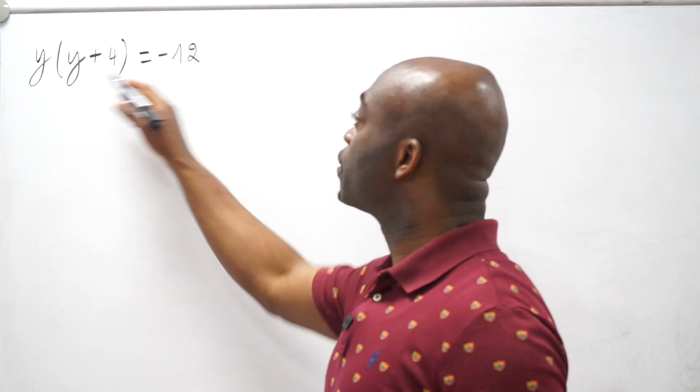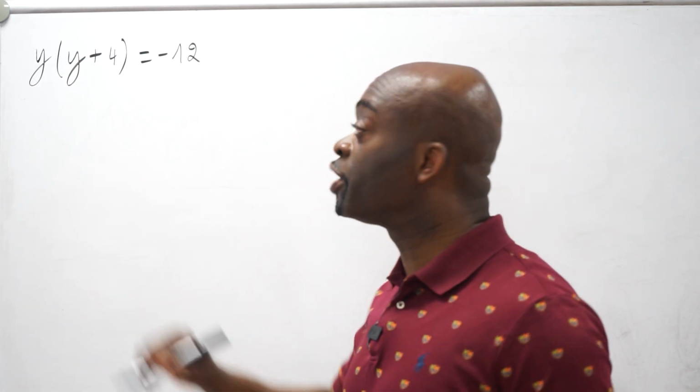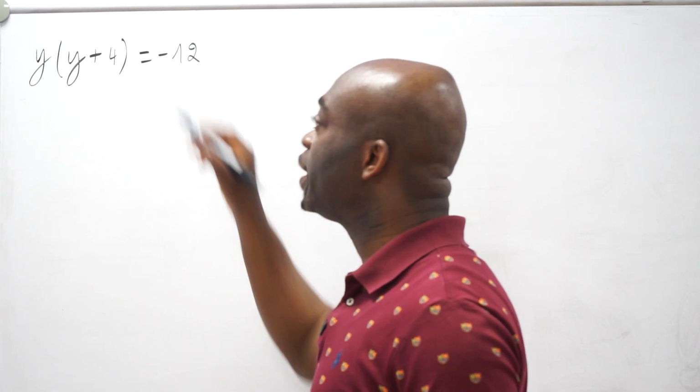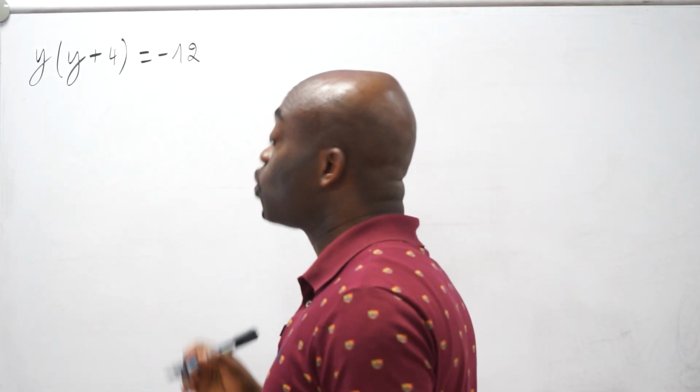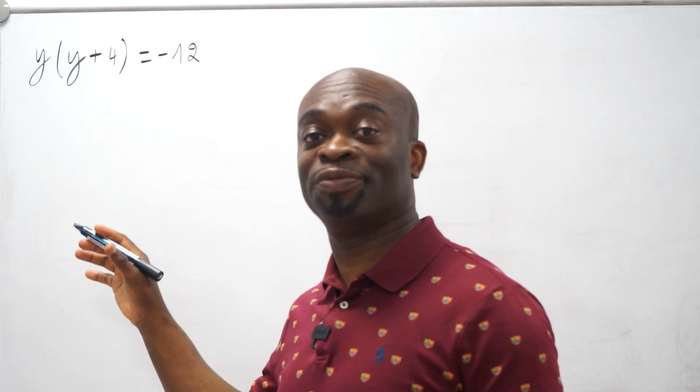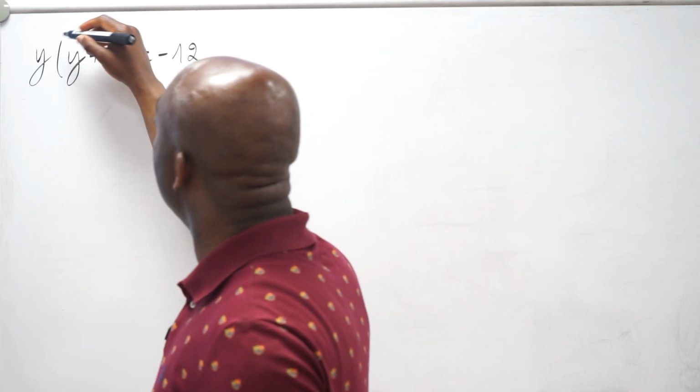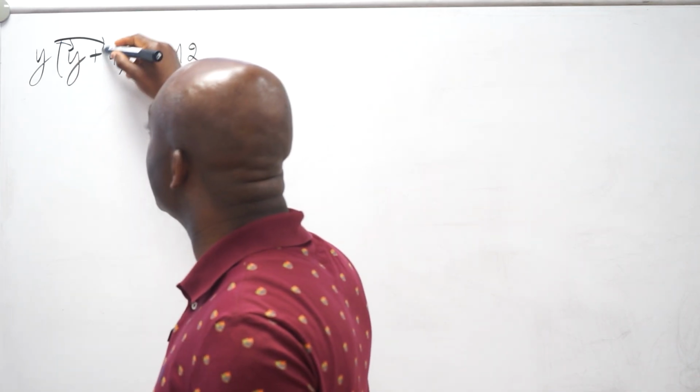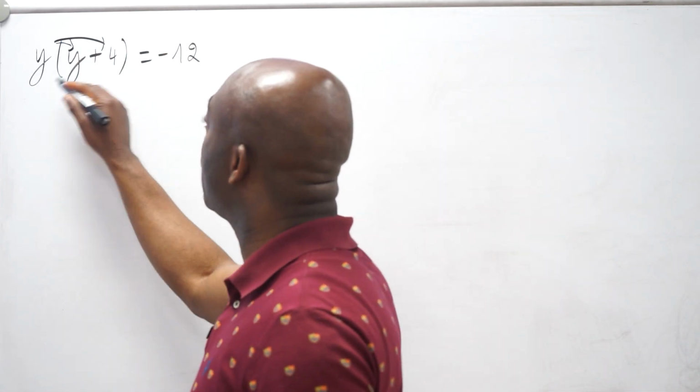Let's solve this equation, which is y times (y + 4) equals negative 12. So what's happening? We're going to use the quadratic formula to solve it. Before that, we have to remove the parentheses by multiplying y by y and y by 4.